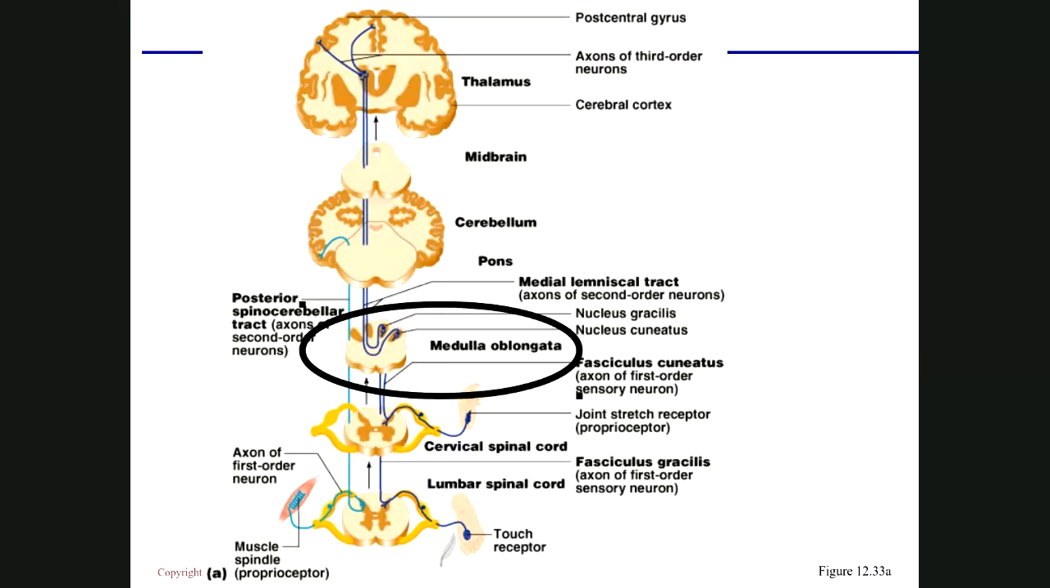Again, here's our spinothalamic and dorsal columns, and you can see right there where that happens in the medulla.